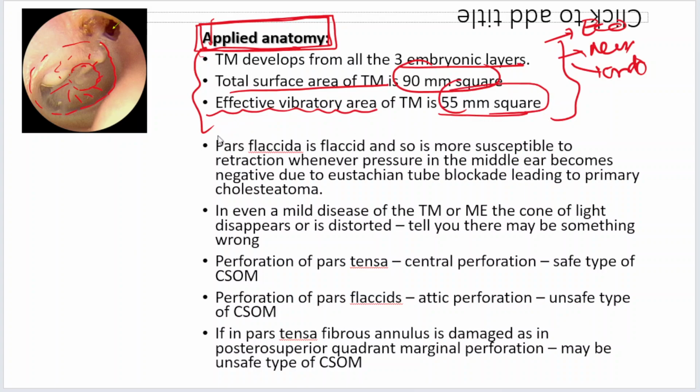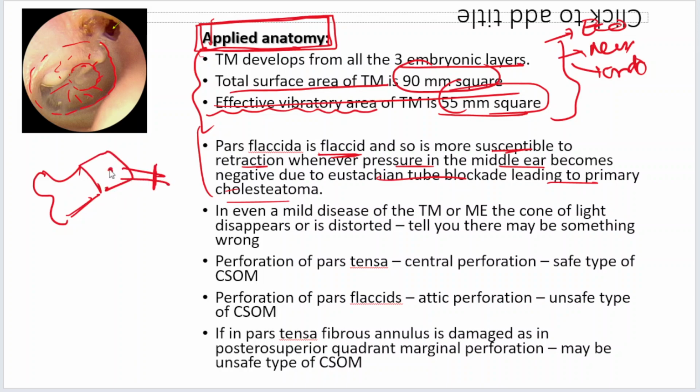Pars flaccida is flaccid, so it is more susceptible to retraction when pressure in the middle ear becomes negative due to eustachian tube blockade, leading to primary cholesteatoma. As we already talked, in pars flaccida the middle fibrous layer is not so properly developed. Suppose this is the external auditory canal, tympanic membrane, middle ear and eustachian tube. The eustachian tube is getting blocked, so there is negative pressure. The tympanic membrane gets retracted, and pars tensa and pars flaccida both get retracted. But pars tensa is tighter, so it is not going to retract easily.